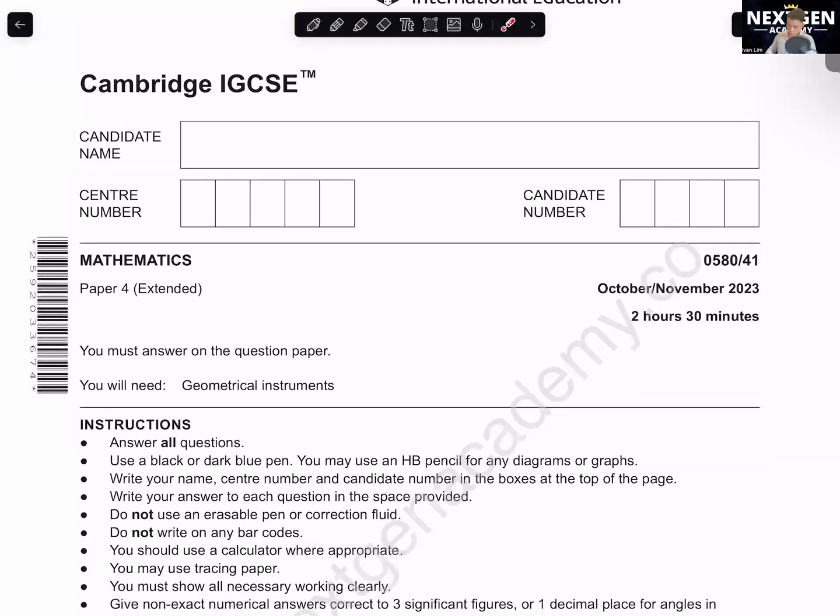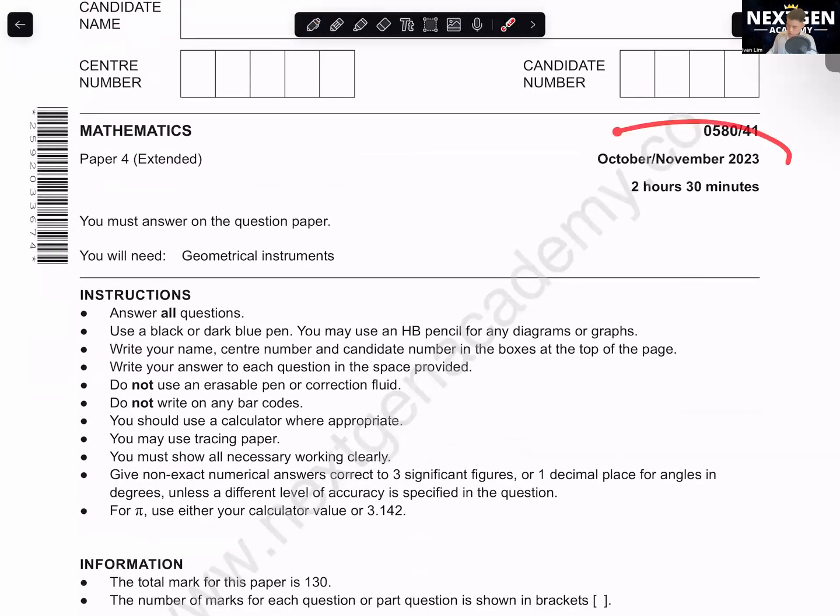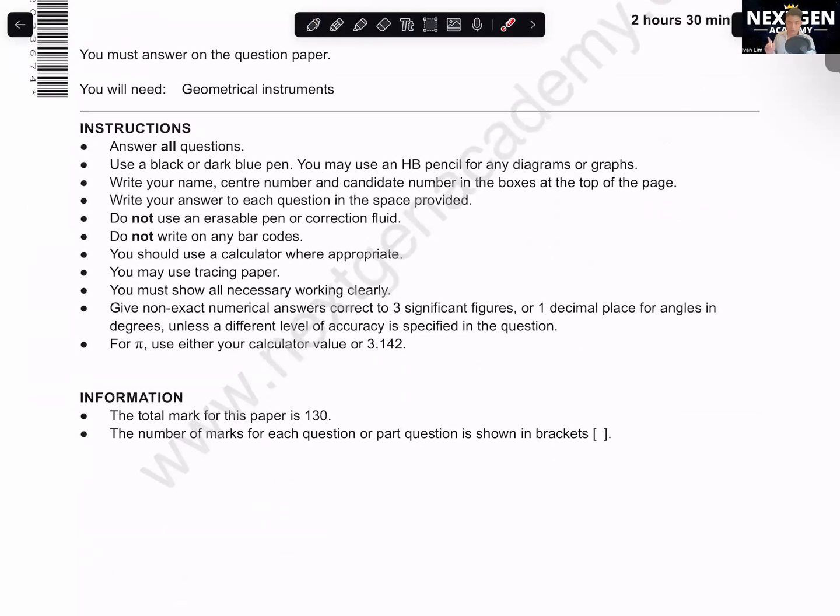We will be going through this question, October/November 2023, paper 4-1. This is a 2.5-hour paper. If you don't do well for paper 4, normally you won't do well in your entire paper already. So you need to score well for your paper 4 because a bulk of your marks is from paper 4 itself. You see, it's a 130 mark question here.